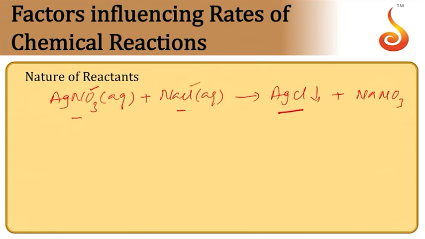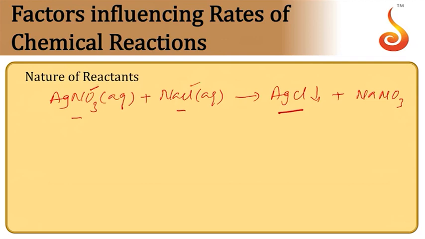Now in the case of covalent molecules, during the reaction, bonds have to break and new bonds have to form. This takes some time. Therefore, covalent reactions are slow. So during the reaction, bonds are breaking and bonds are forming. In the case of covalent reactions, therefore, the reaction is slow.